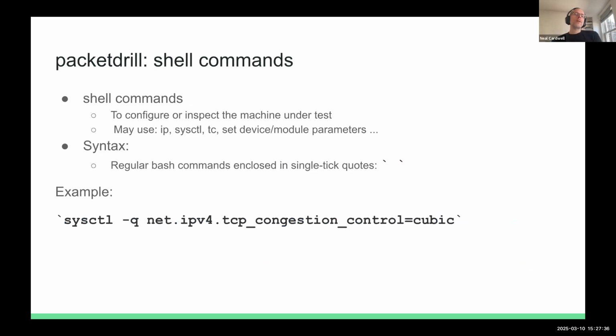The next piece of the puzzle here is shell commands, which allow you to have a piece of your test that configures or inspects the machine under test using regular, arbitrary shell commands. So often a test will use the IP binary or sysctl. TC can use echo to echo values into device or module parameters. And the syntax is just simple backtick single quotes with the shell command inside there.